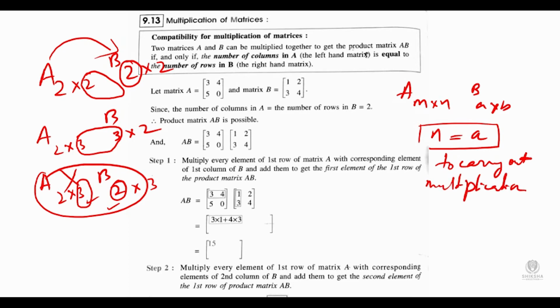If a question is given to check and multiply, first you need to check if it is possible or not. How can you check? You can check by this process. If this n is equal to this number, then it is possible. Then only carry on the multiplication process. Now let us go to the multiplication process.